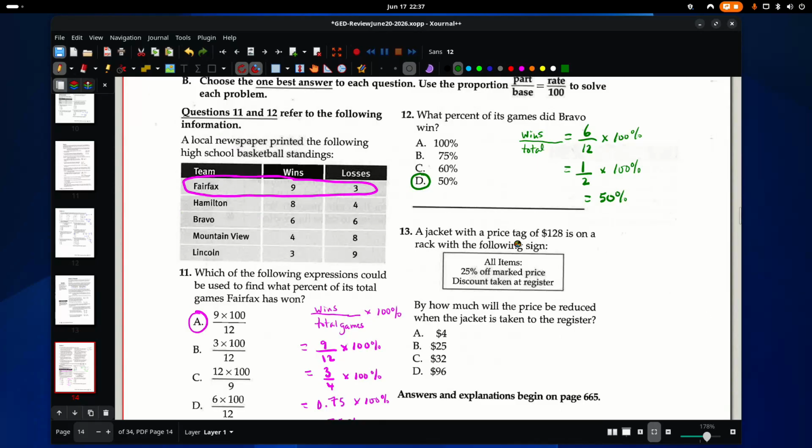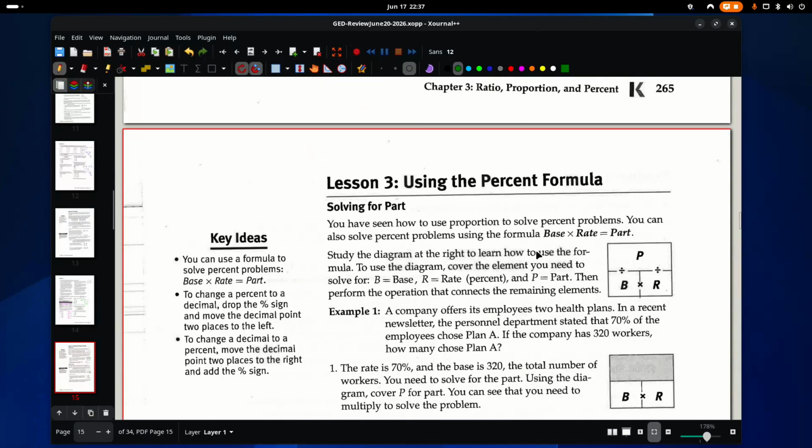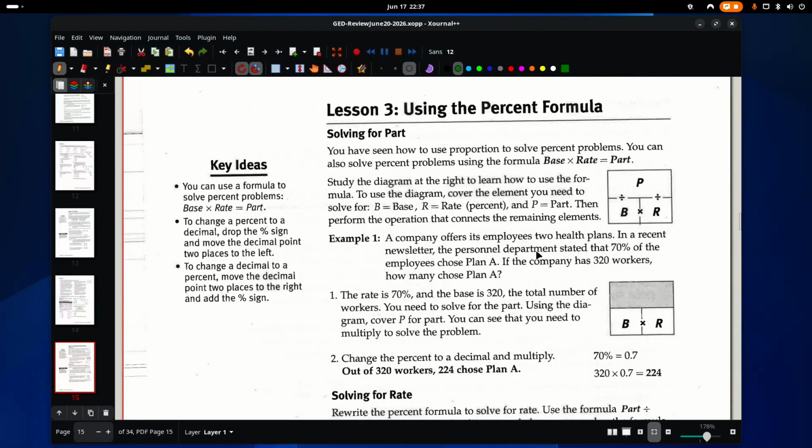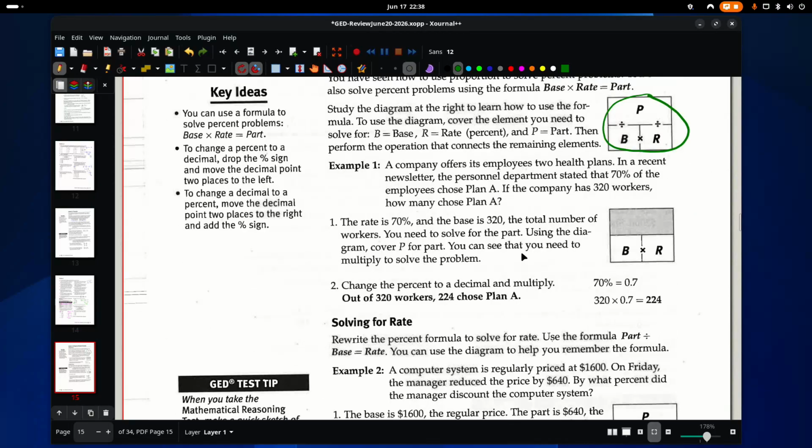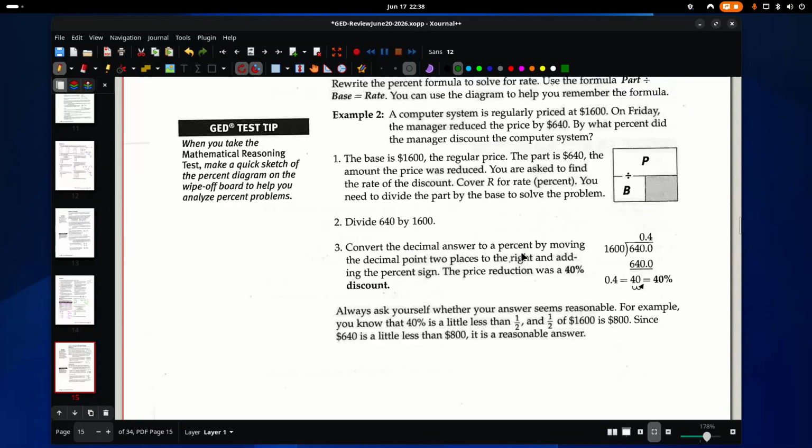Okay. So using the percent formula, this is a good way to think of it, using the base. Here's a representation of the percentage formula, using the base, the rate, and the part. If you want to find the part, then you multiply the base times the rate. If you want to find the rate, you divide the part by the base, etc. So that can be a helpful little diagram there.